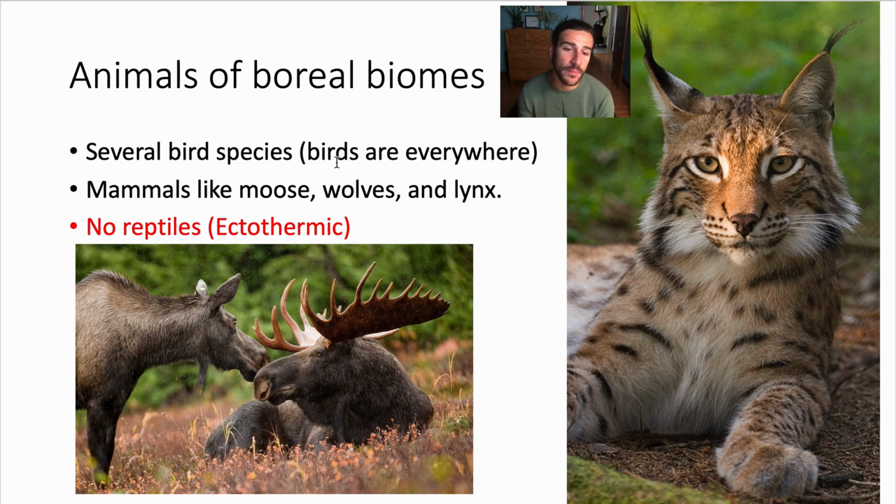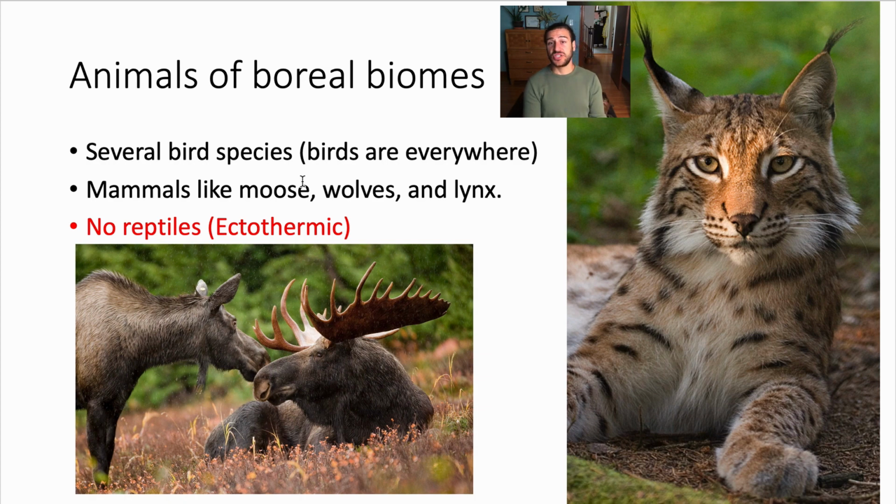Animals of boreal biomes. We have several bird species. Again, birds, this is the first time I'm mentioning this, but birds are everywhere. Every biome is going to have some type of bird. Birds adapted to every single biome on this planet, and they can easily disperse to these different biomes. So there are bird species, and there are mammals like moose, wolf, and lynx, and there are very few to no reptiles.